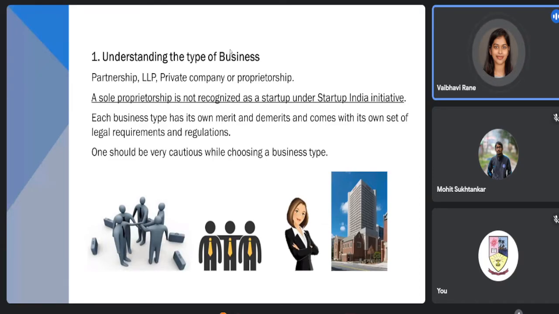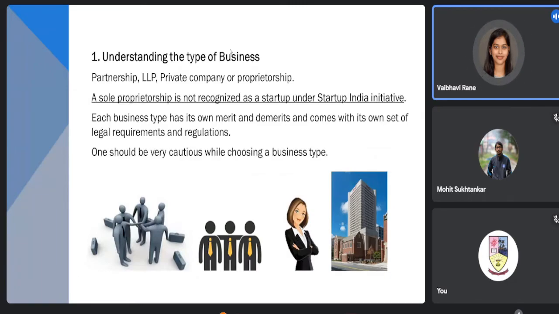Okay, so your startup is a legal entity. A partnership is governed by the Indian Partnership Act. Finally, the company is the one which is registered under the Companies Act, as we have seen.